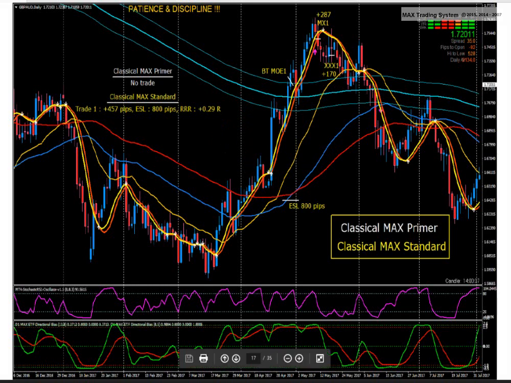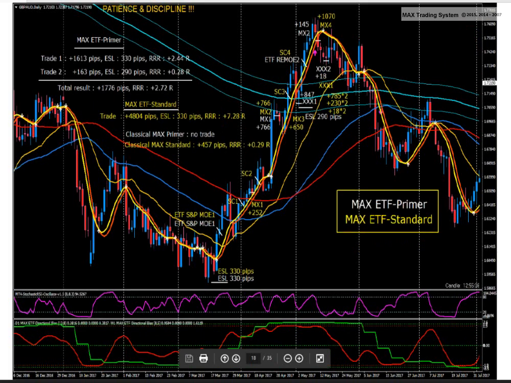It is on the next slide here. And so here now we have something completely different. In white, again, we have the max ETF primer, and in yellow, the max ETF standard. I will not describe all the steps here. So with the max ETF primer, we would have been able to make 2 trades, the first one starting here and ending here, and the second one as in the classical max standard. So you see the result, the two trades, 2.72 R.